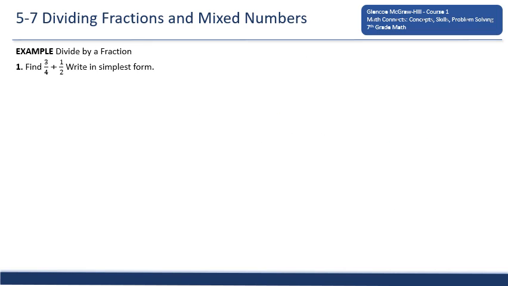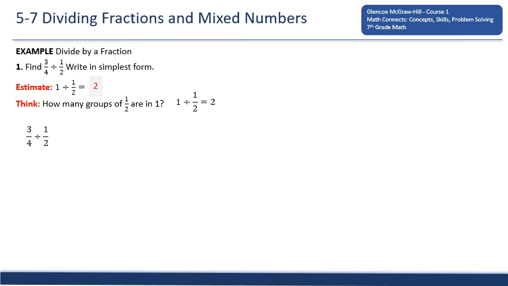Divide by a fraction. Find 3/4 divided by 1/2, write in simplest form. So 1 divided by 1/2 equals 2. That's our estimate. And then how many groups of 1/2 are in 1? How many groups of 1/2 are in 1? 1/2 divided by 1/2 equals 2.